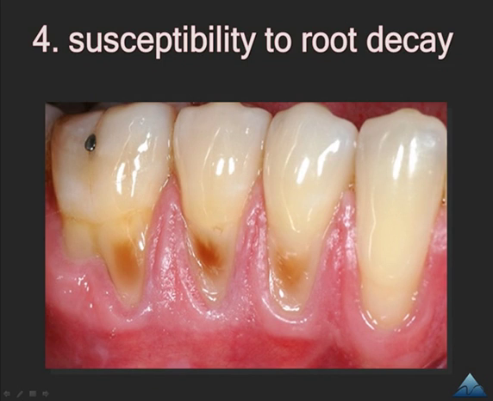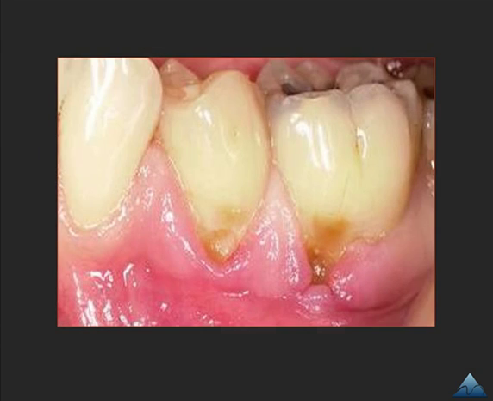Root surfaces are softer and therefore more easily broken down by the decay process. Exposed roots are more susceptible to decay due to the difficulty of cleaning the root areas, a lack of adequate saliva, a diet high in sugar, or a combination of these factors. Root decay can be the most difficult type of tooth decay to prevent and treat. Eventually, severe root decay develops that may reach the nerve of the tooth and even cause tooth loss.